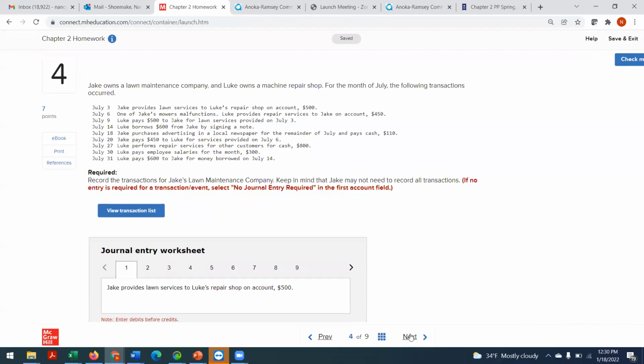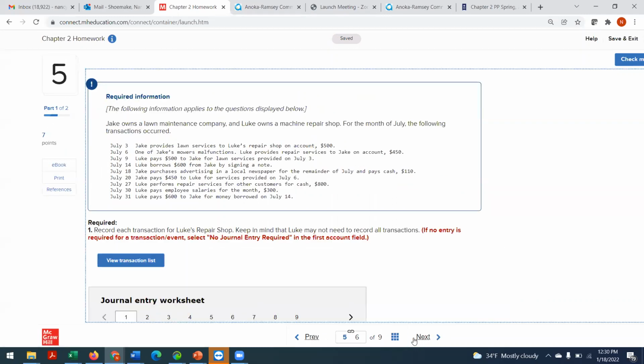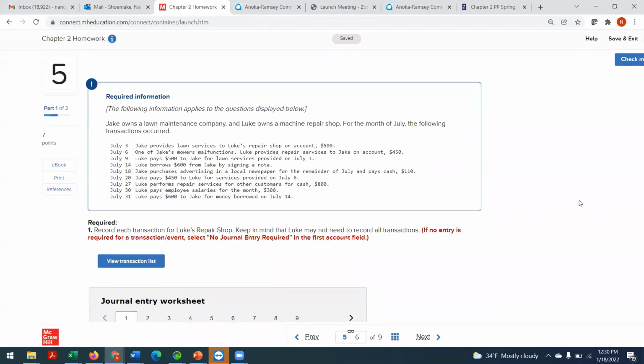I am going to give you the answers to this one and the next one. The key here, guys, is with this one, Jake owns a lawn maintenance company and Luke owns a machine shop. The requirement is record the transactions for Jake's lawn company. Then number 5 is going to be record them for Luke. Make sure you know who you're recording them for. I'll give you those answers.